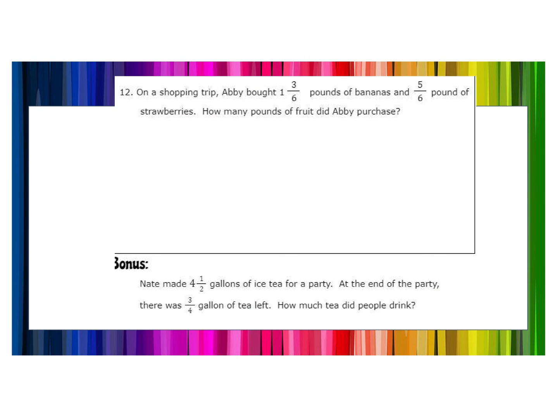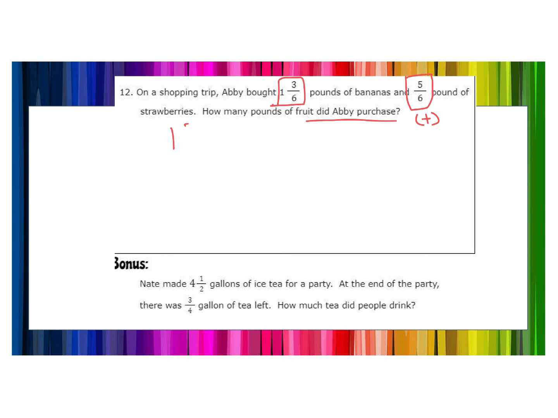All right, number 12. On a shopping trip, Abby bought 1 3/6 pounds of bananas and 5/6 pounds of strawberries. How many pounds of fruit did Abby purchase? So we're going to add.